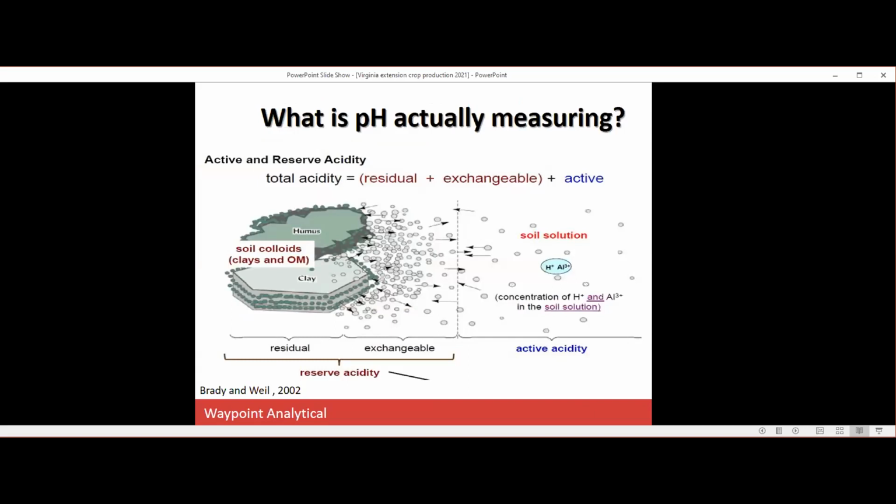So when you get a soil pH result back, what are we actually measuring? There are two types of acidity in the soil: active acidity and reserve acidity. Active acidity is what's in the soil solution. So that's what we're measuring when we get a soil pH number back: the hydrogen and aluminum in the soil solution.